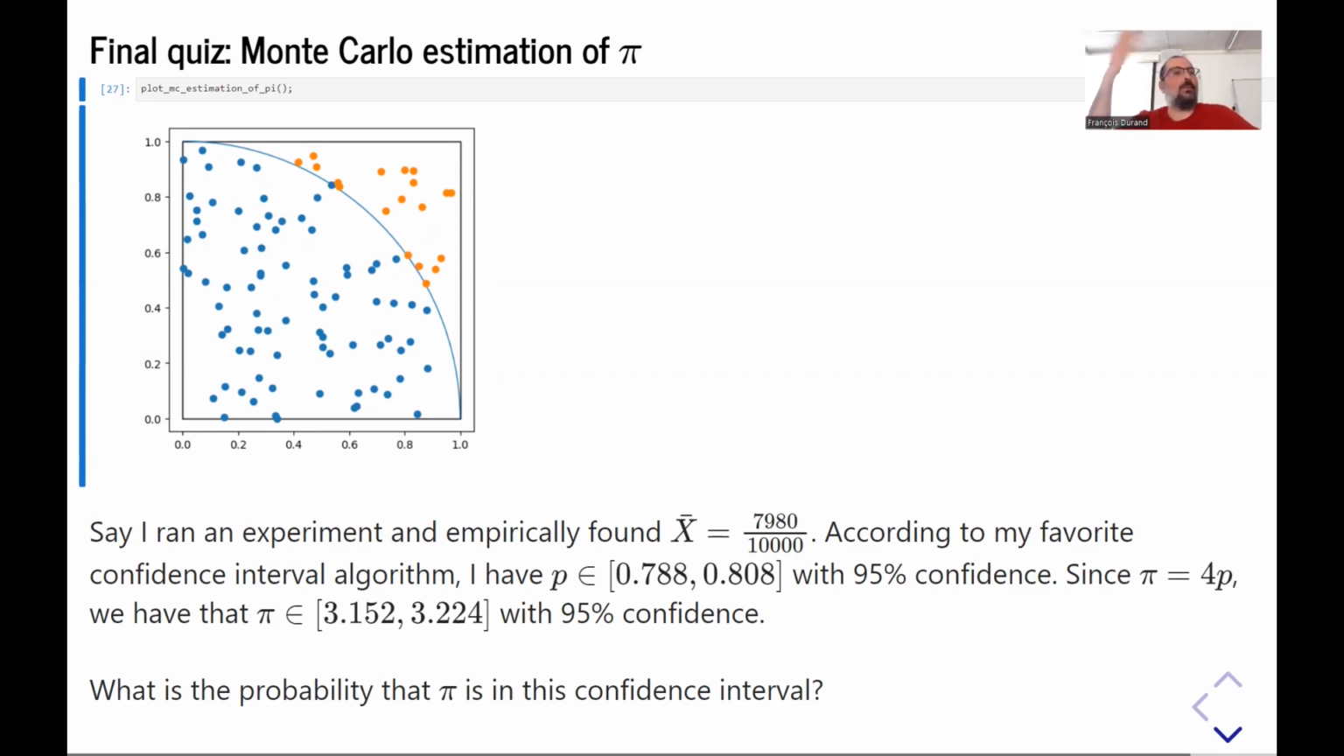So I used my favorite confidence interval algorithm and deduced that p, the probability of a point being blue, is between 0.788 and 0.808 with 95% confidence. From this, I deduce that pi is between 3.152 and 3.224 with 95% confidence. So what is the probability that pi is in the confidence interval? It's 0. Thank you very much, because pi is equal to 3.14 and something.